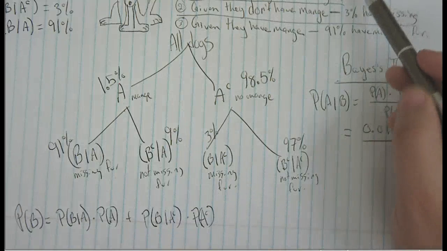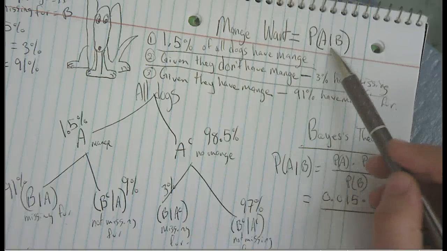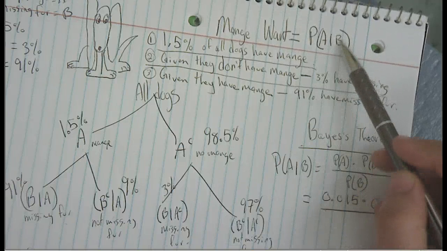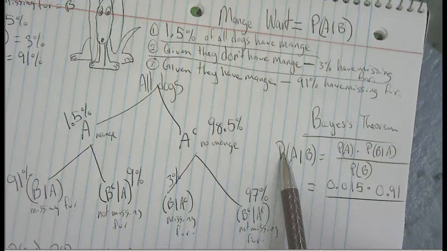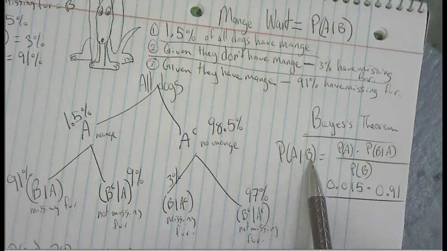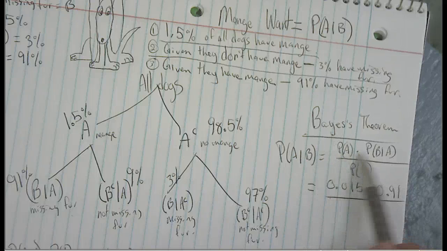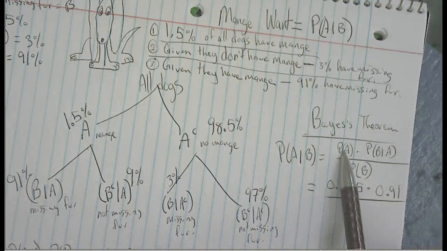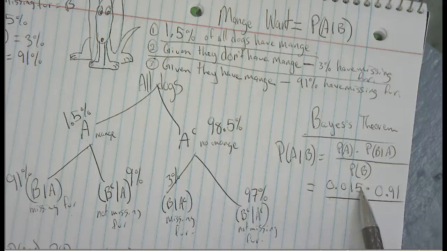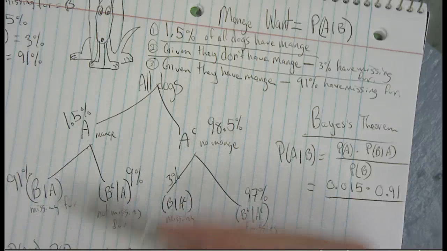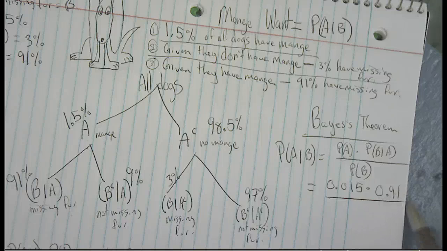The next thing is I wanted to find the probability of mange given that there is missing hair. For that I use Bayes' theorem. It tells me I have to find the probability of A given B. I use this formula: the probability of A times the probability of B given A, divided by the probability of B. The probability of A was 1.5%, so 0.015, times the probability of B given A, the probability that they're missing fur given that they have mange, 0.91, divided by the probability of B. I haven't done that part yet. We're going to get to that.